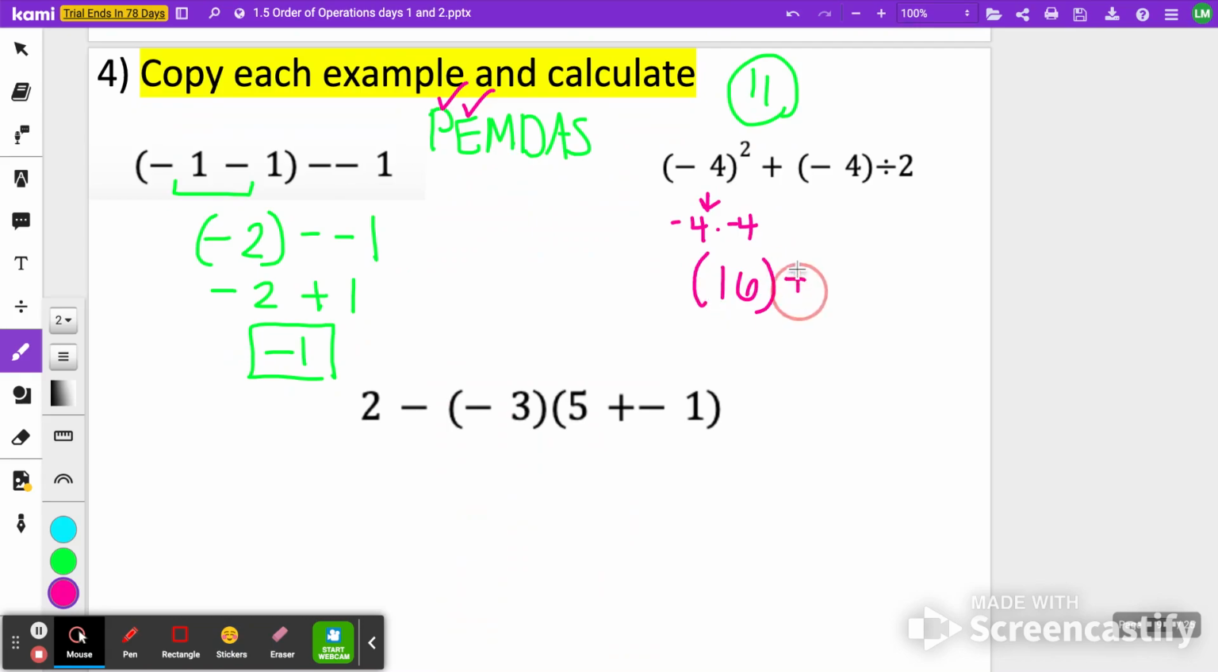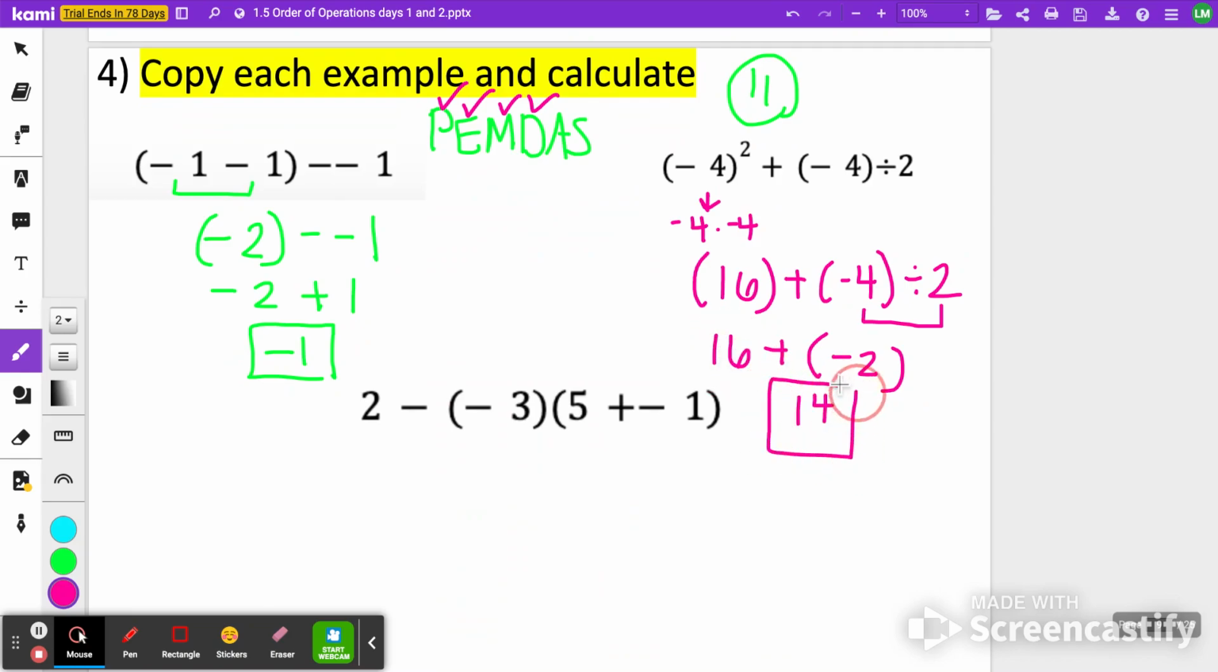Now I've got 16 plus negative 4 divided by 2. Be careful here. Order of operations says multiplying and dividing first, so I'm not going to worry about my 16 plus yet. Negative 4 divided by 2 is negative 2. Now I can do 16 plus negative 2, which is equal to 14.